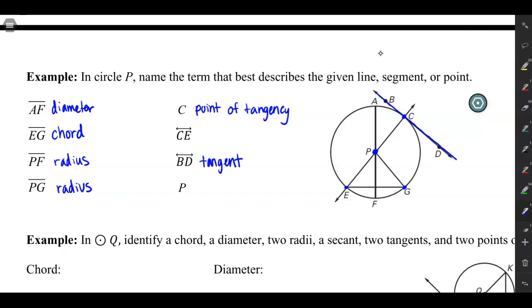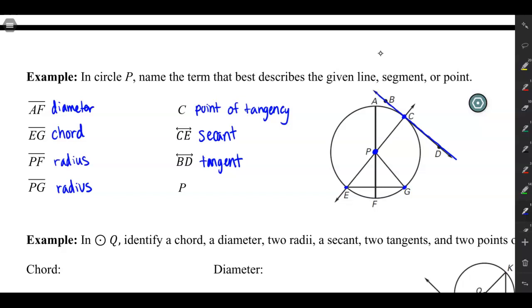Now the line CE, which is the one that we skipped, that's a line that touches the circle at exactly 2 points, which makes it a secant. Now you'll notice that the line CE also passes through the center of the circle, but since it's a line, it is not considered a diameter. It's just a secant. If it's a line, it can't be a diameter. Only segments can be diameters.